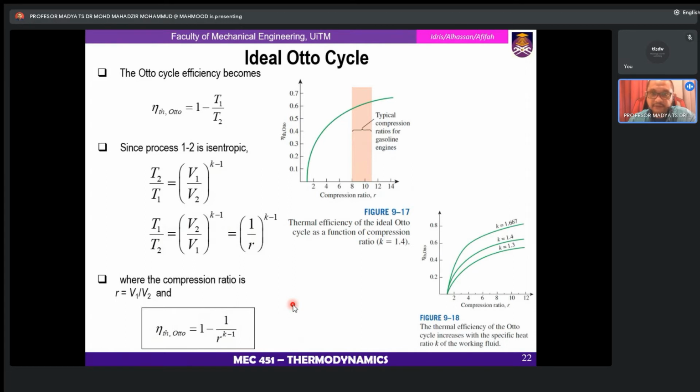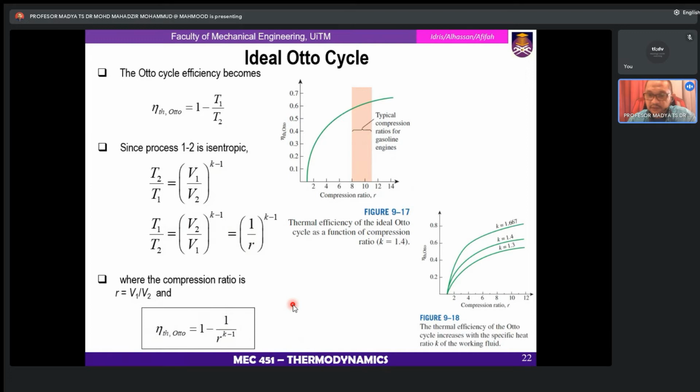So this is a range of typical compression ratio for a gasoline engine. It's between 8 and 11, for some gasoline engines, that means petrol engines.